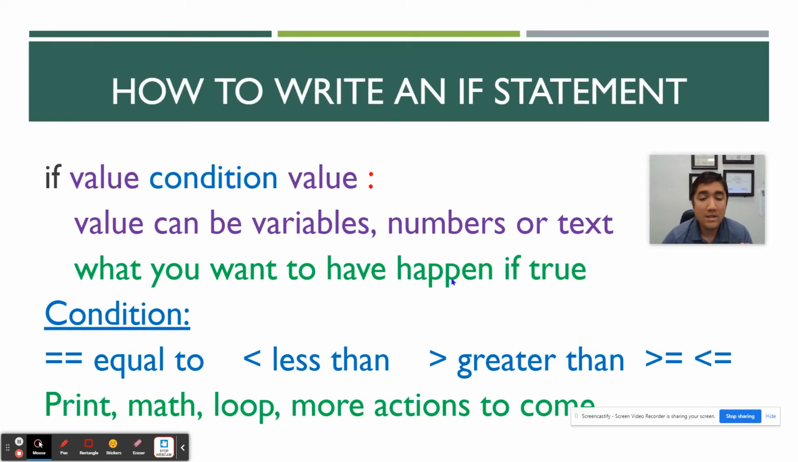Then what you want to have happen if true. Whatever you put after the colon, don't forget the colon, after the value, is what you want to have happen if true. The conditions that you can have in between those two values are equal to, which asks whether these two values are equal to each other, less than, greater than, greater than or equal to, or less than or equal to. And what you want it to do afterwards, you can have it print. You can have basically a whole separate program inside your if statement. You can have 20 lines of code that will only run if the condition is met. Otherwise, all that code inside the if statement won't run.